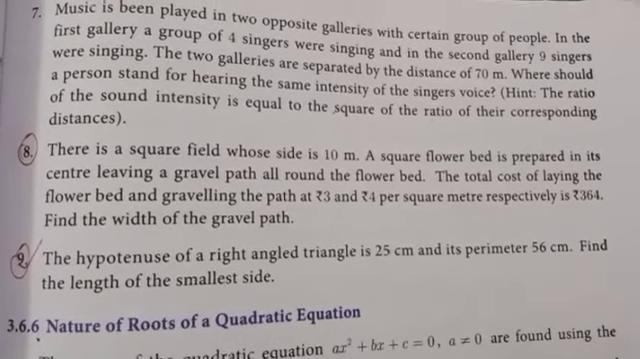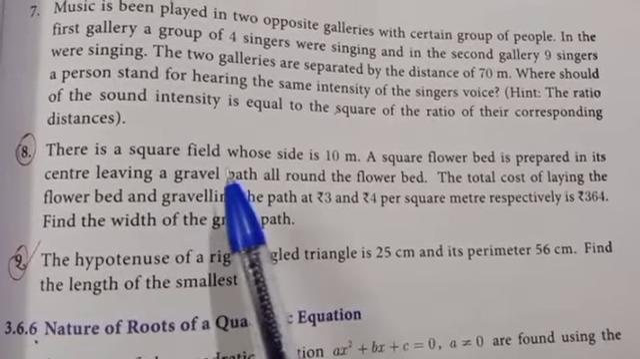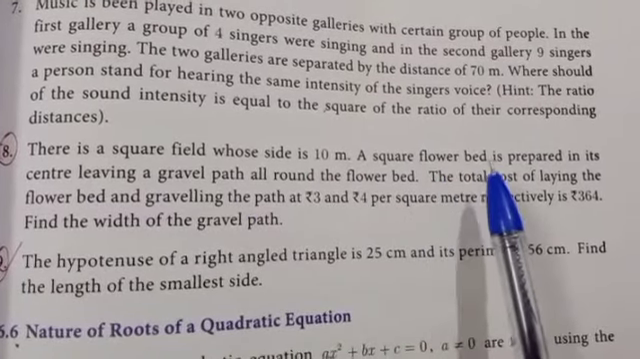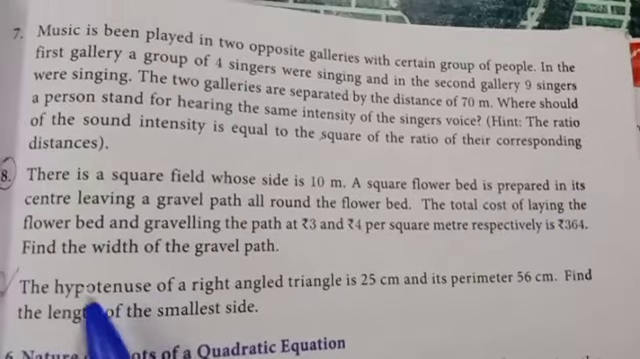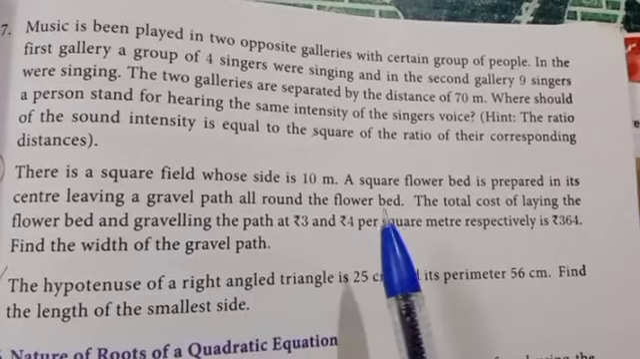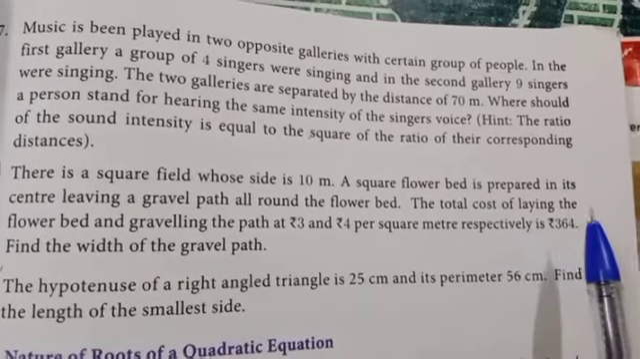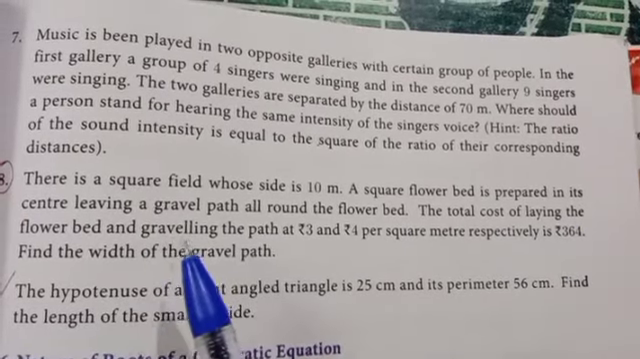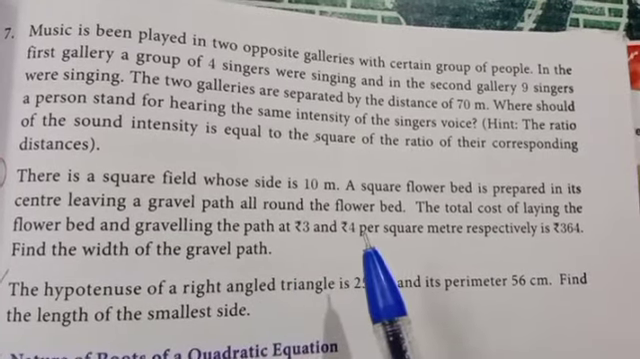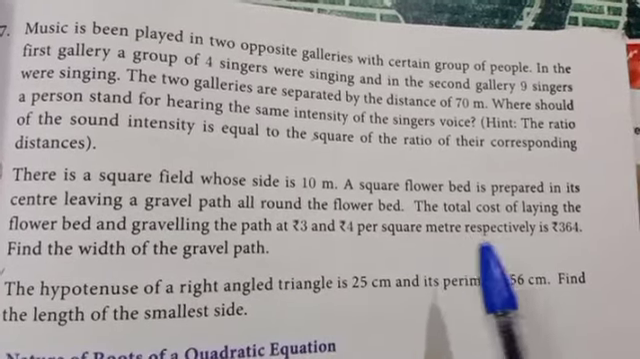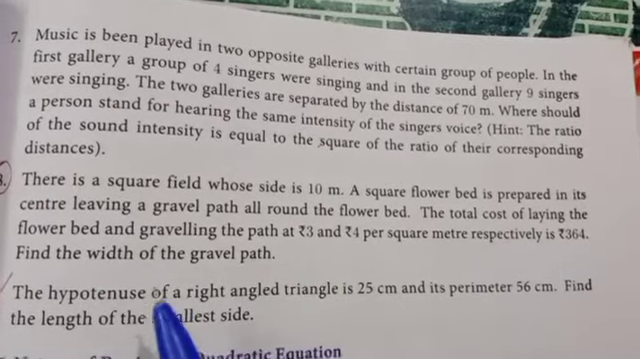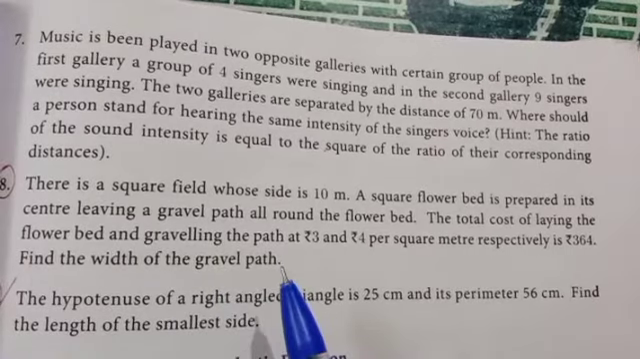Now, the eighth problem. There is a square field whose side is 10 meters. A square flower bed is prepared in its center, leaving a gravel path all around the flower bed. The total cost of laying the flower bed and graveling the path at rupees 3 and rupees 4 per square meter respectively is rupees 364. Find the width of the gravel path.